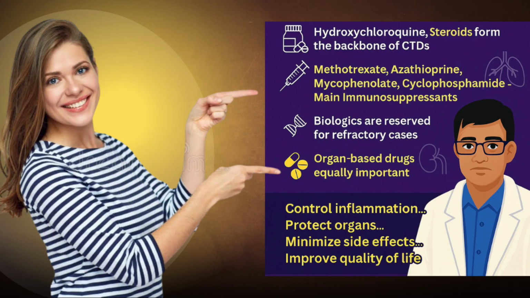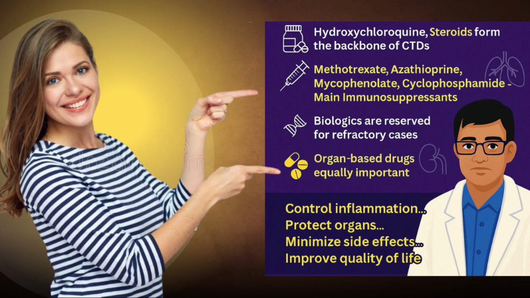Number 6, antiphospholipid antibody syndrome, APS. The cornerstone is anticoagulation. Warfarin is used with an INR goal of 2 to 3. During pregnancy, we switch to heparin plus low-dose aspirin. In lupus-associated APS, hydroxychloroquine may add extra protection against clots.